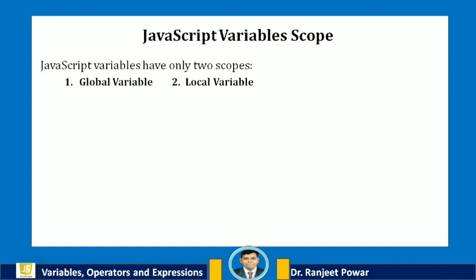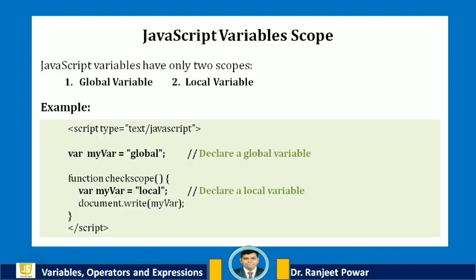The scope of a variable is the region of your program in which it is defined. JavaScript variables have only two scopes, global and local. A global variable has global scope, which means it can be defined anywhere in your JavaScript code. A local variable will be visible only within the function where it is defined. Function parameters are always local to that function.